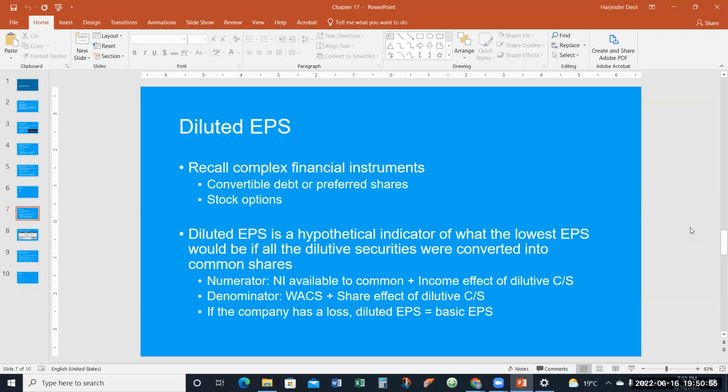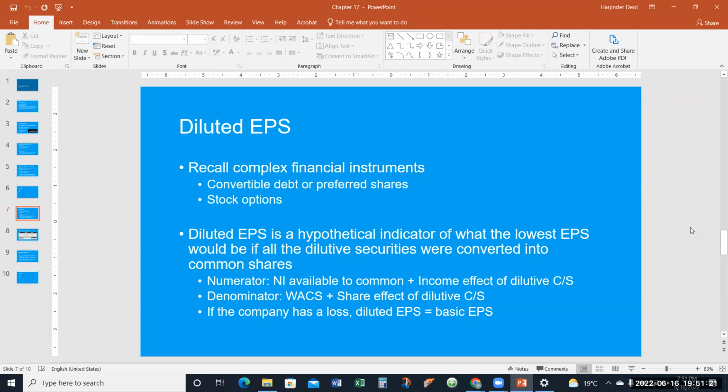Okay, so in that calculation, what we do is, if you have convertible debt, if I have convertible bonds, if the bonds get converted into common shares, well, there are two things that are going to happen. One, the bond liability will be replaced by a number of common shares. I'm going to have more common shares outstanding.